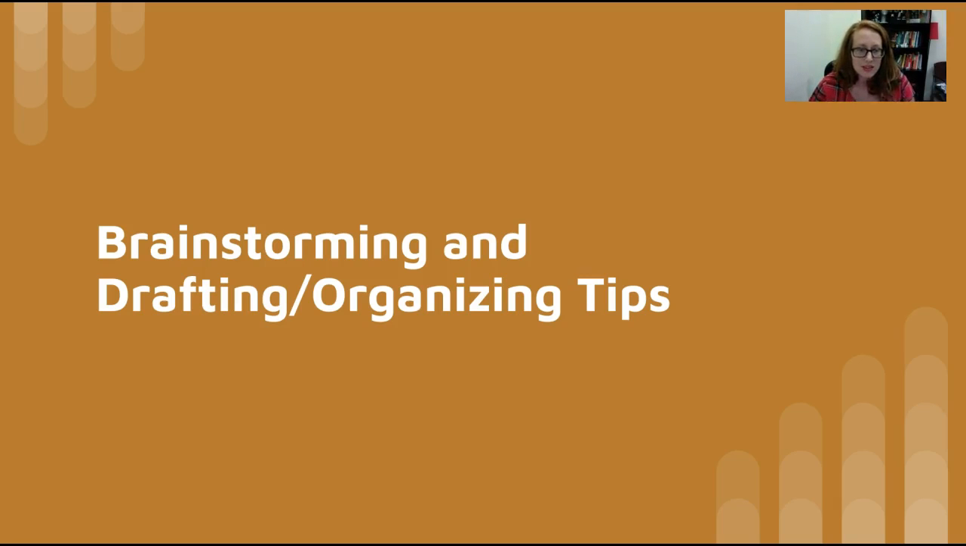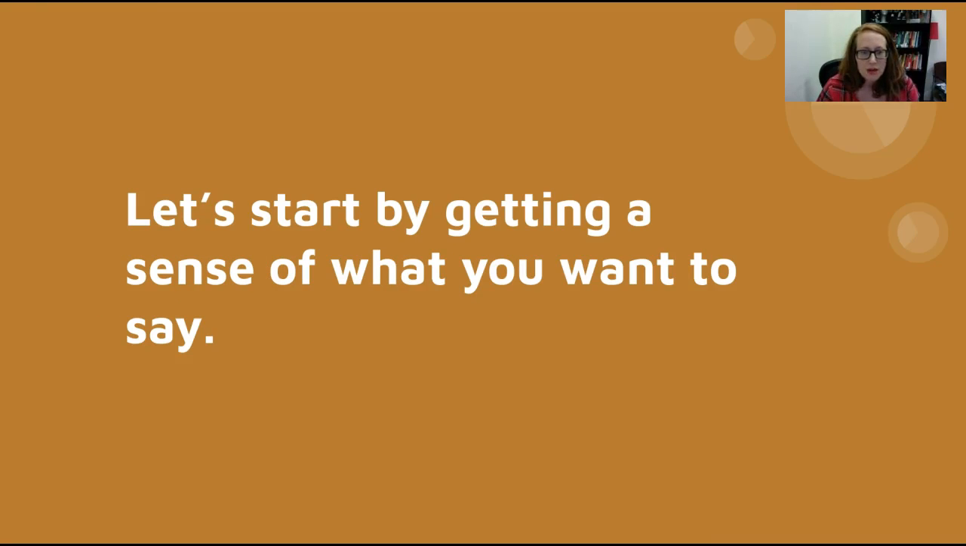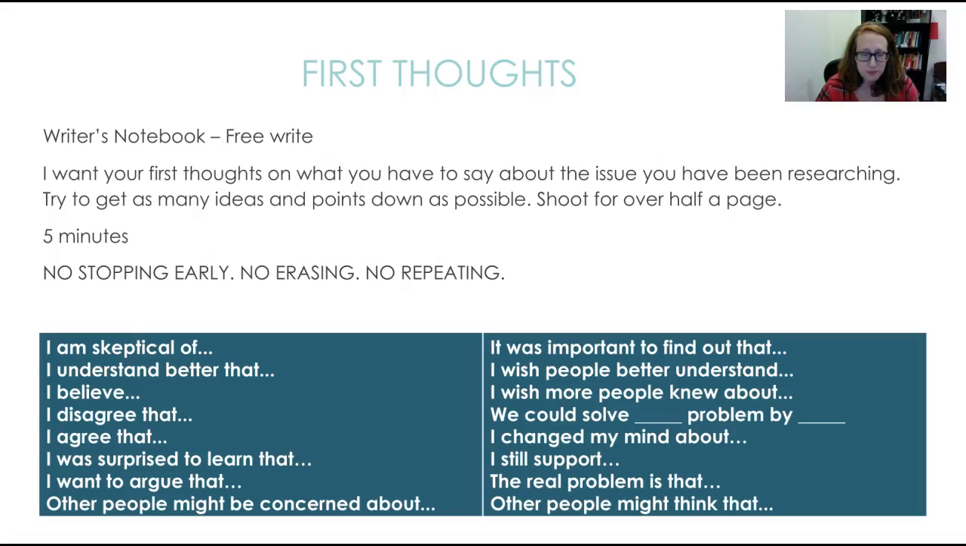So we're going to move on to the brainstorming part. We've gone over at least an overview of some of the major assignment details. We've looked at some examples. We've gone through some key things about academic argument and the kind of writing that we're going to do and the way we're going to address the research. So we're going to do a little bit of brainstorming to help prepare you for that thought letter. We're going to start by just getting a sense of what you want to say.